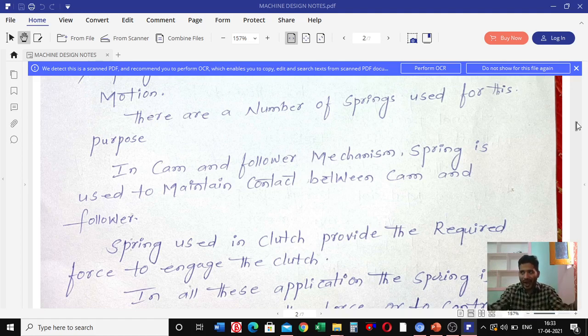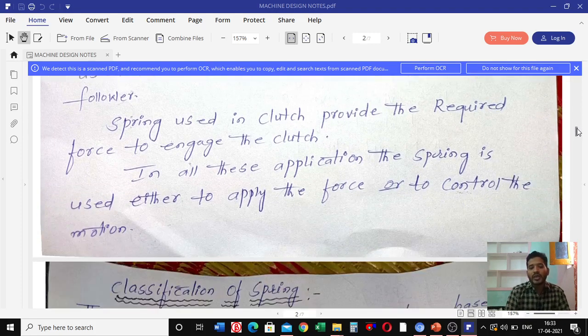Springs are also widely used in clutches. We are using them in automobiles. The springs used in the clutch provide the required force to engage or disengage the clutch. In this application, the spring is used either to apply force or to control the motion of any machine component.